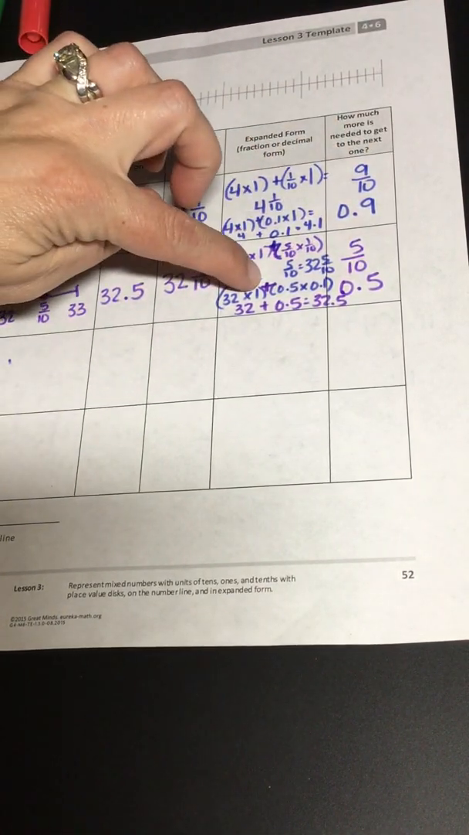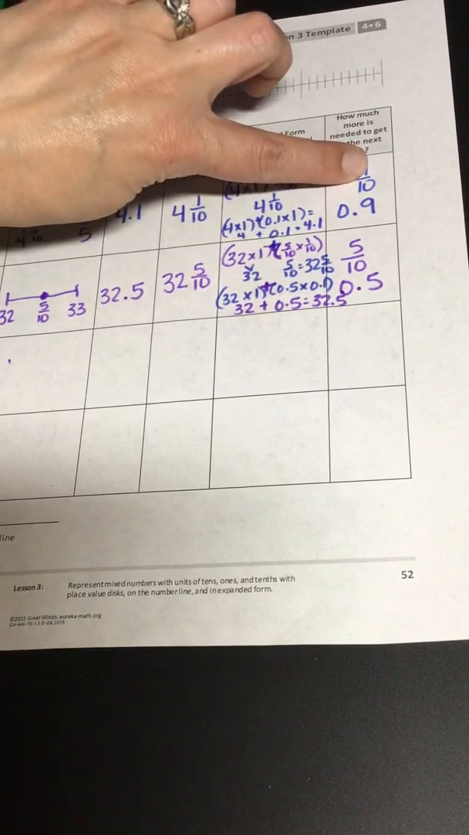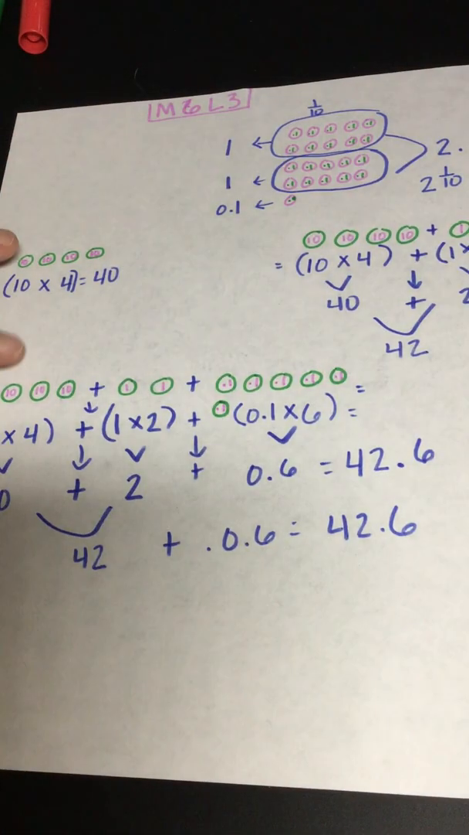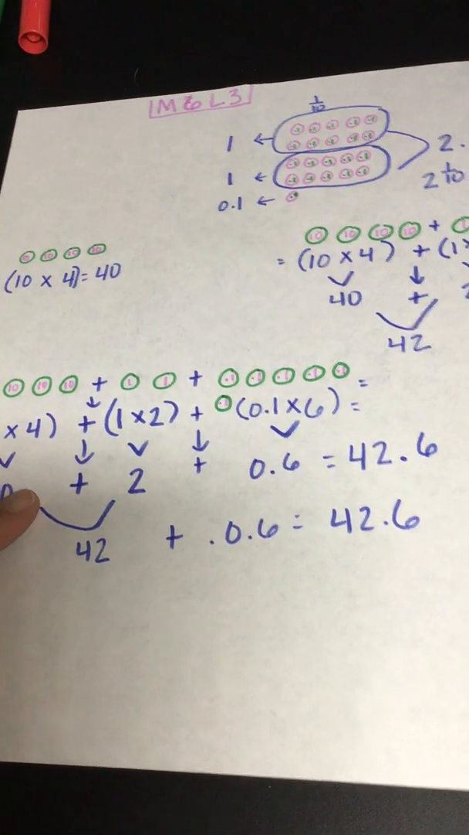So what you're going to be doing today on your exit ticket is you're going to be doing more of the expanded form, writing it in your mixed fraction or your decimal, okay, using those number lines, okay, and then you can also be using your place value discs.